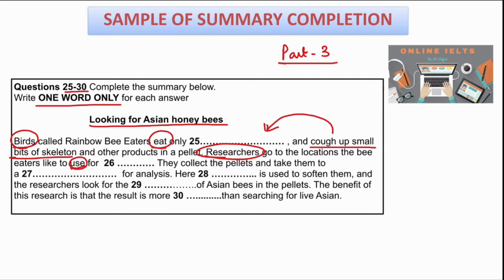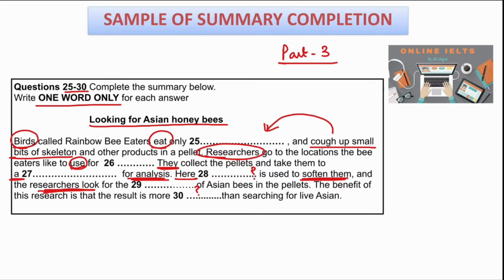Then in the next sentence, it is written, they collect the pellets. Here they refers to the researchers only. You can definitely note it down from the previous sentence that they are talking about the researchers. They collect the pellets and take them to a dash for analysis. So you have to write that particular word or place where the researchers take all the pellets and set those pellets. Then next they are talking about how dash is used to soften them. So they are using something to soften them. Then in question number 29 the keywords can be, the researchers look for the dash of honeybees in the pellets. Means researchers look for something of honeybees in the pellets. So Asian honeybees contain something which the researcher searches for. You have to write that word in the 29th question.